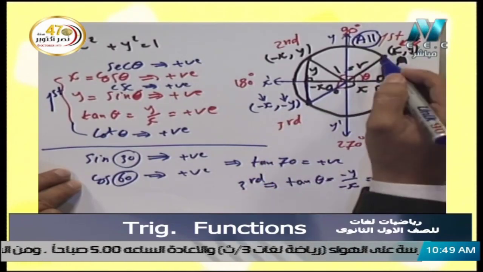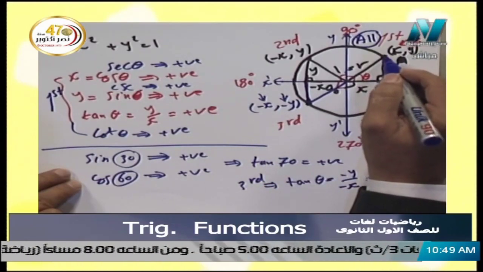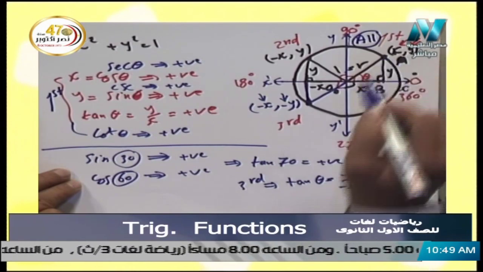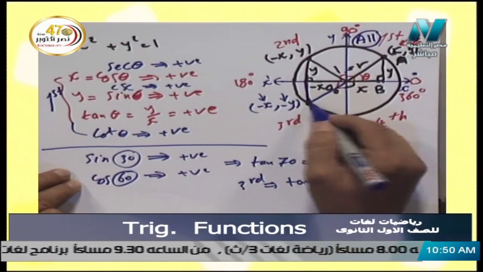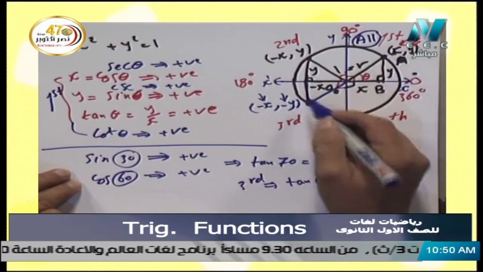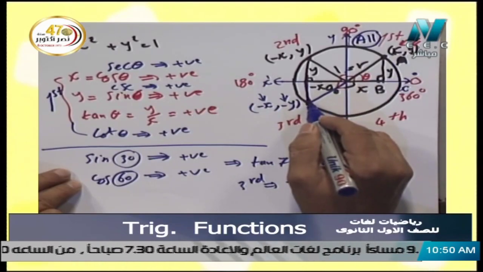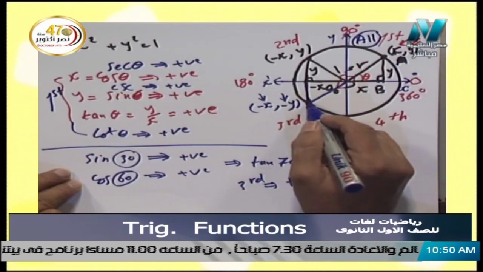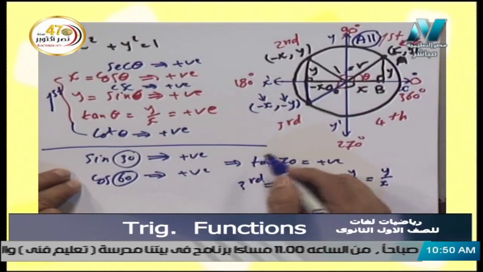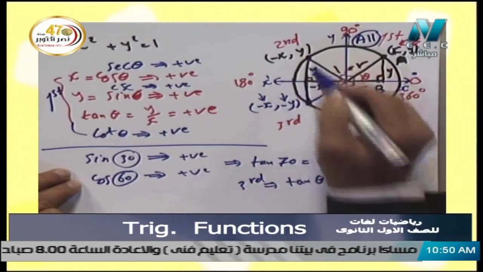Okay, let's move on. In the first quadrant, sine, cosine, and tan are positive. In the third quadrant, which is diagonally opposite the first one, only tan is positive, but sine and cosine are negative. Let's move to the second quadrant.